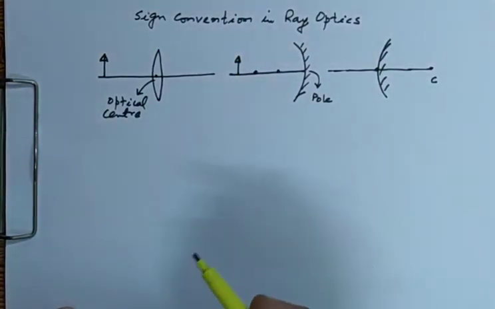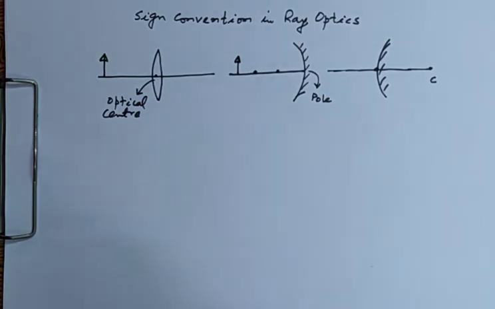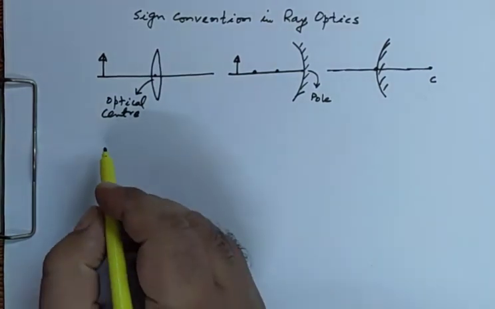Dear students, let us learn the sign convention in ray optics. Most of the students commit mistakes in putting the proper sign in the numerical, so the whole question goes wrong. So it is very important to understand the sign convention used in ray optics. There are a few points which you should know.